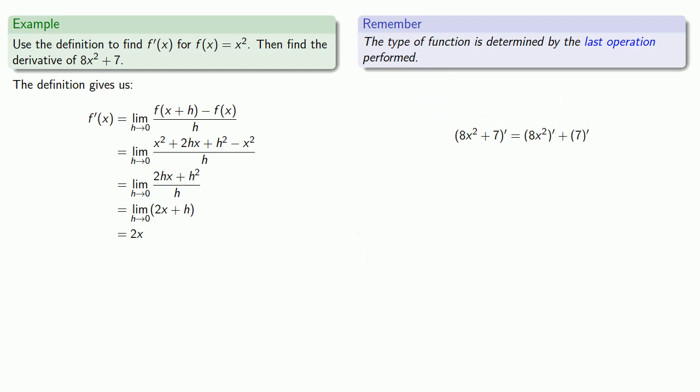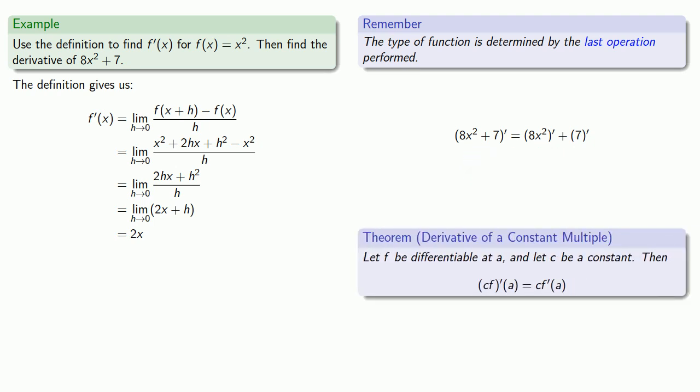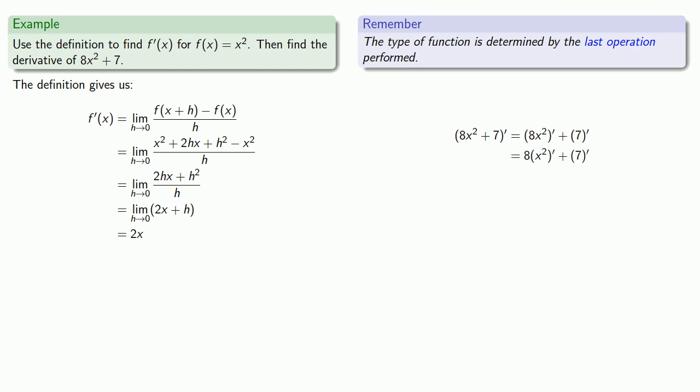But wait, there's more. Here we want to take the derivative of 8x squared, and again we ask ourselves, what's the last thing that we do? And in this case, the last thing that we do is multiply by 8. So this is a constant times a function. And so what we know is that the derivative of a constant times a function is the constant times the derivative of the function. And so we can move that 8 out front. And now we have to find two derivatives, the derivative of x squared and the derivative of 7. Well, we just figured out the derivative of x squared.